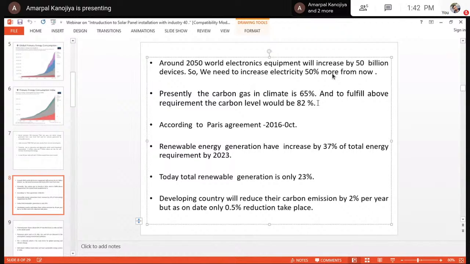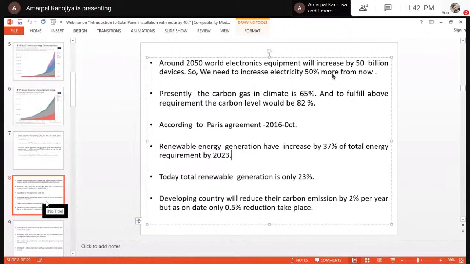So to avoid this climate change, there is an agreement in Paris, the Paris Agreement 2016. According to that, every nation has to generate electricity or energy from renewable energy sources. Then they have to increase up to 37 percent by 2023.